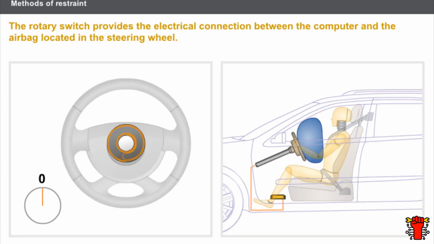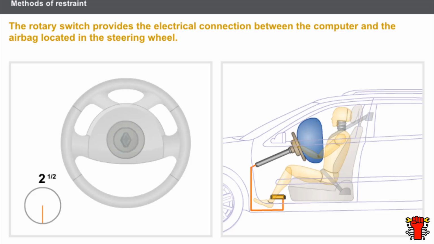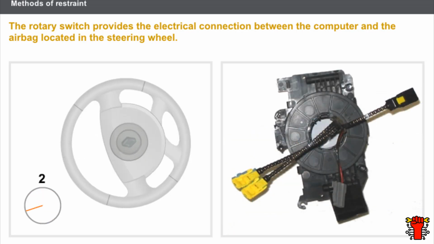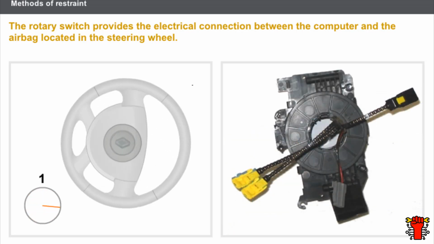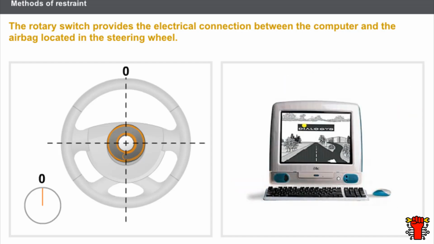The rotary switch provides the electrical connection between the computer and the airbag located in the steering wheel. The rotary switch comprises a tape with conductor tracks, the length of which is designed to allow for 2.5 turns of the steering wheel for each direction. Any operation on the steering system involves aligning the rotary switch to its center point. You must consult the technical documentation when carrying out an operation on this component.